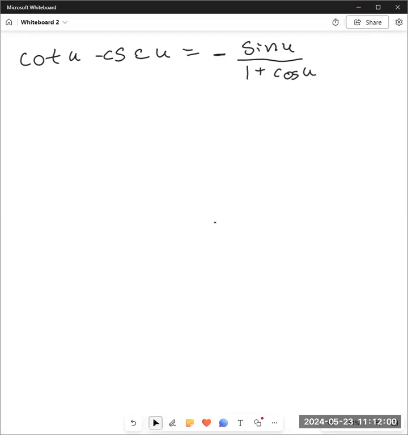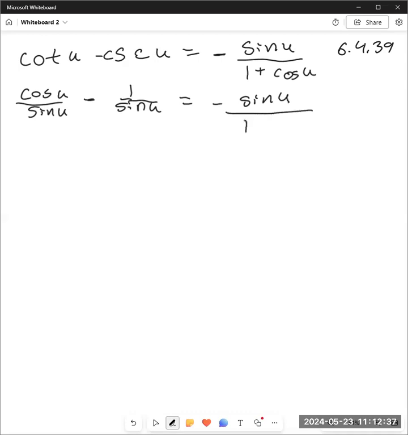So this problem is like 6.4.39. So let's start working on the left-hand side here. And we get the left-hand side in terms of sine and cosine. It's cosine theta over sine theta minus 1 over sine, and I switched to thetas. Be careful, don't switch your variables because that'll get you things wrong in my labs. They gave you u's just to show you that they're allowed to use different variables here. So let's be consistent and stay with u's.